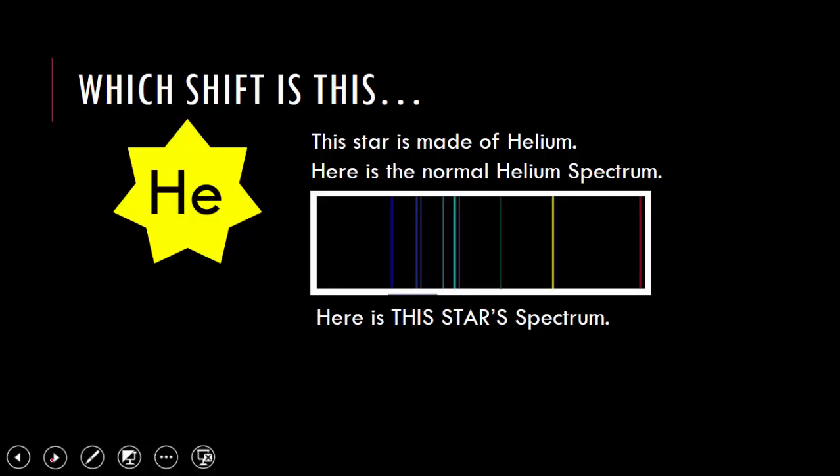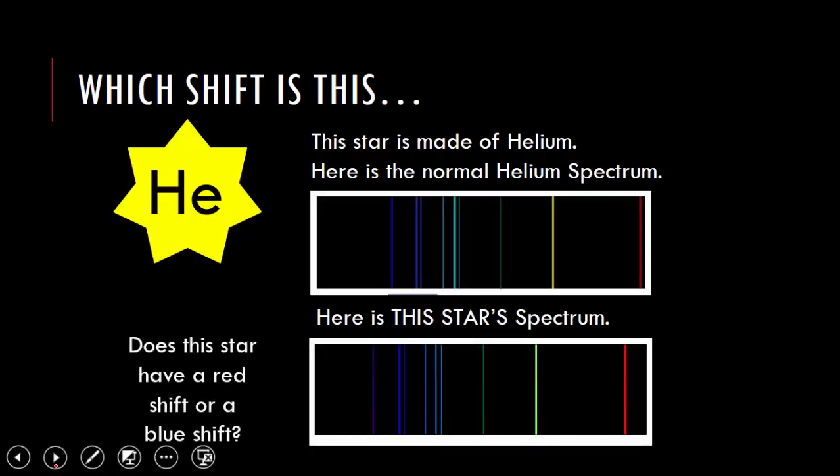So now let's say we got a star that's made up of just helium. This is what the normal helium spectrum looks like. And this is what scientists are seeing. Now, hopefully you said that this is moving this way, which is towards the blue end of the spectrum. So that means that it is moving towards us. Think blue headlights are coming towards us.